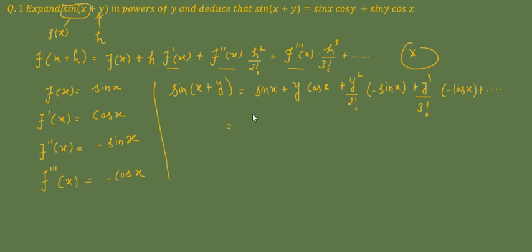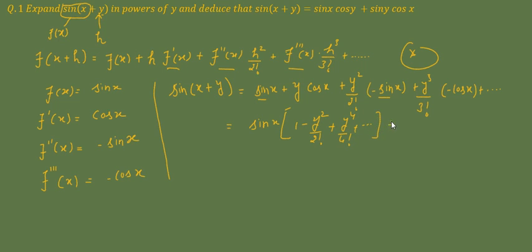Now just you can write sin x. Okay, so what you can do, you just collect the terms with sin x. So one term is sin x, and this is second term, and next you have the sin x with fourth power of y. So just collect the terms having sin x. So 1 minus, from here, y square by 2 factorial. So next term will be y^4 by 4 factorial and so on.